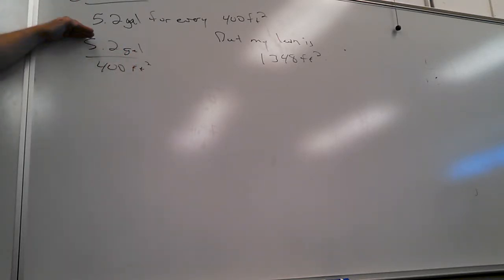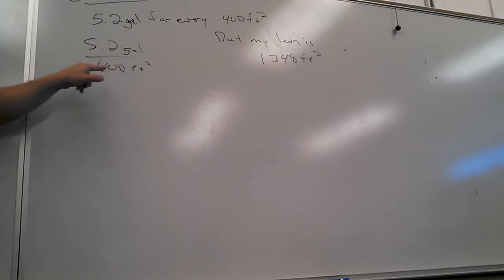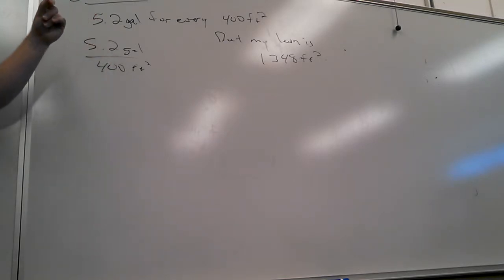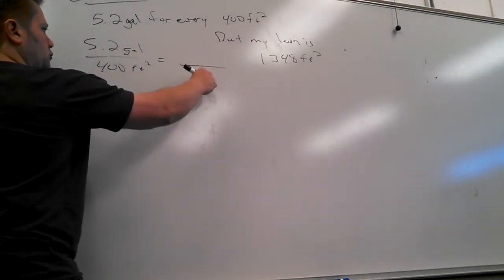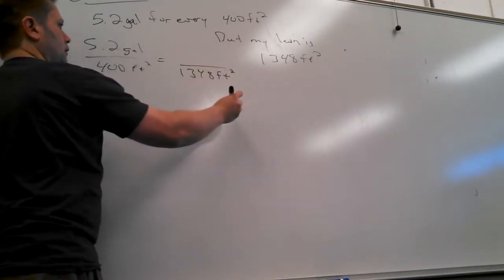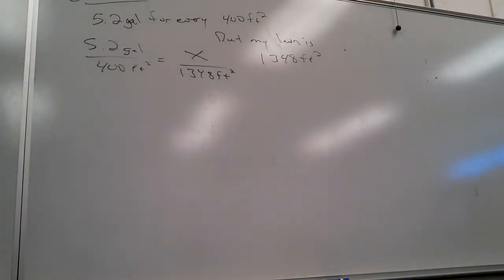You guys told me 5.2 gallons over 400 square feet. So can somebody answer this question? If it was 800 square feet, how many gallons would I need? 10.4. Where'd that come from? If I have twice the square footage, I need twice the amount of insecticide, right? So that ratio has to hold. But it's not 800 square feet, it's 1,348 square feet. How many gallons do I need? I have no idea, so I'll put a big X there.